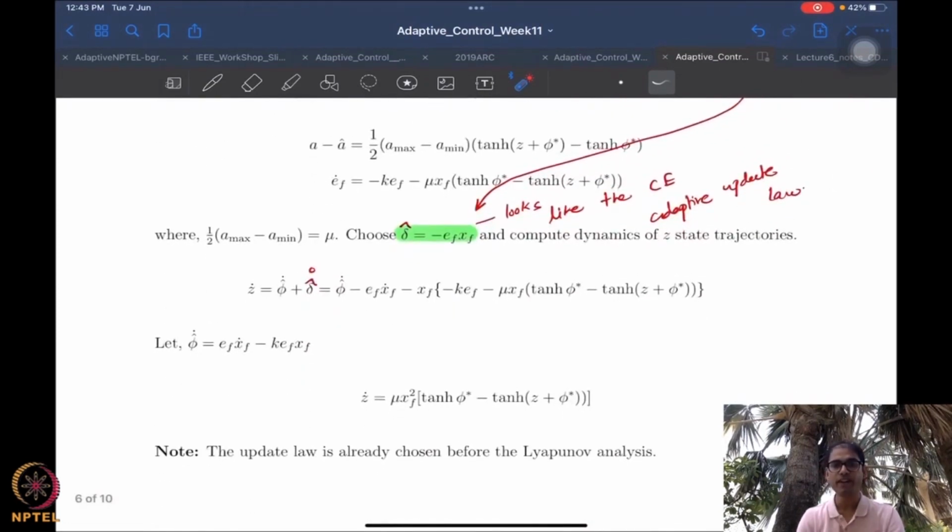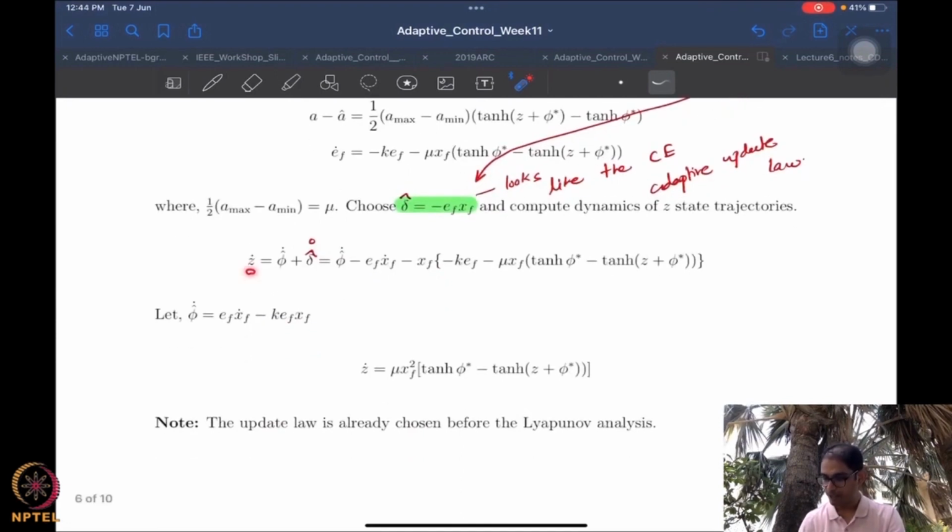Now what do we do? We take phi hat dot so as to cancel everything we can cancel. So notice I can cancel this guy, and I can cancel this guy, and that's it. I cannot cancel either of these terms. So I choose phi hat dot to cancel this term with this, and this term with this guy. And so what am I left with? I'm left with a z dot, which is this term. So this is the important thing to remember. The update law is already chosen before the Lyapunov analysis. So that's important to remember.